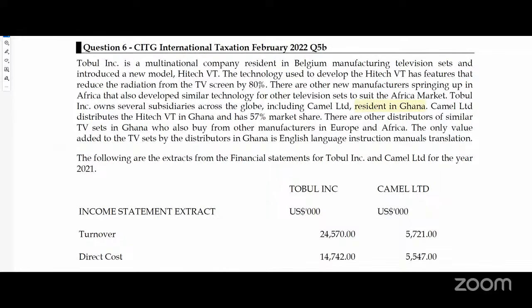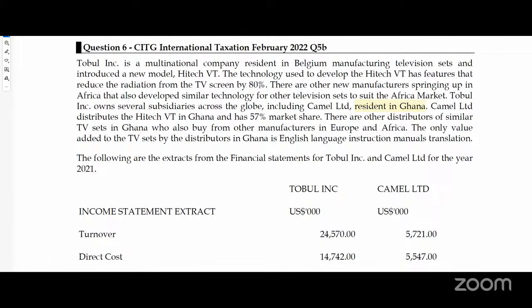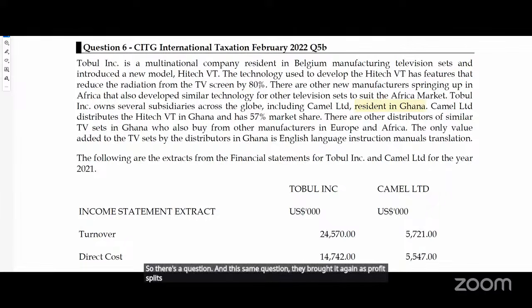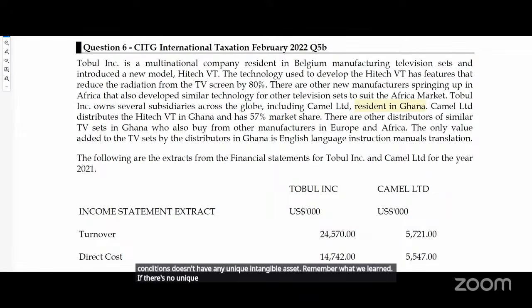The empty barrels make the most noise. You see how the question is long, but there's nothing inside. So this is the question, and this same question, they brought it again as profit split. Students who saw this one thought it was profit split, and then they made a mistake. But it wasn't profit split, because the conditions don't have any unique intangible asset. Remember what we learned: if there's no unique intangible asset, you cannot use profit split.